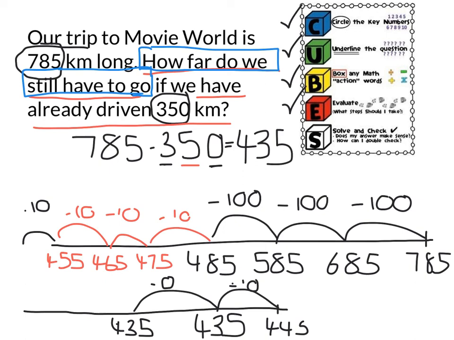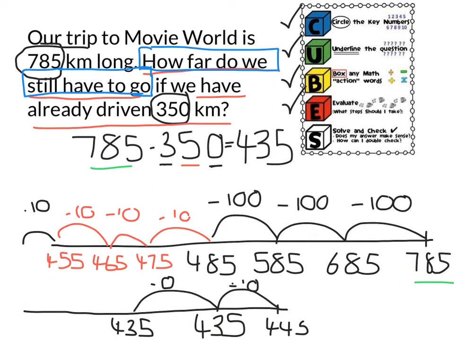All right, so now I'm going to double check my answer. So I'm just going to go back through my working out. But like I said, you could also use a different strategy. You could use the algorithm. You could use split strategy. Or you could use another strategy that works for you.